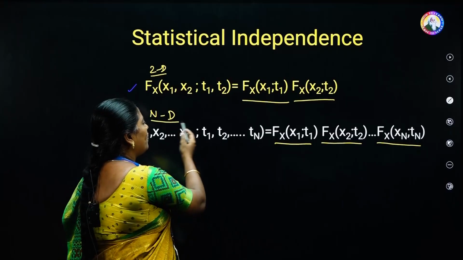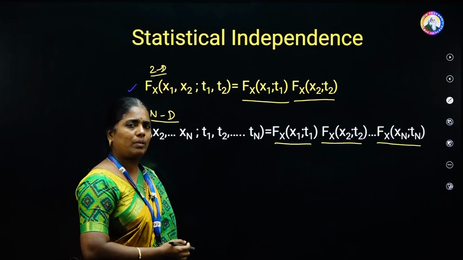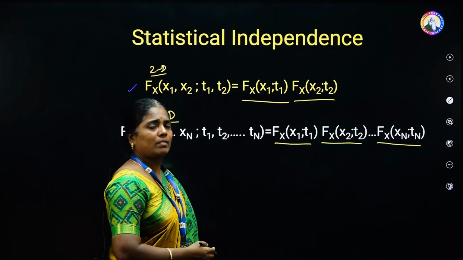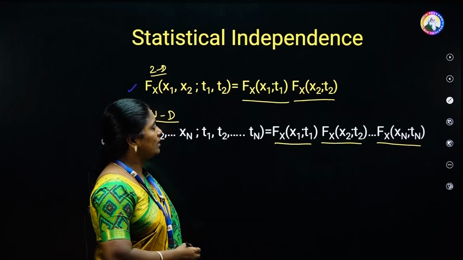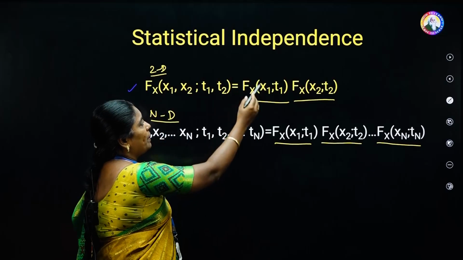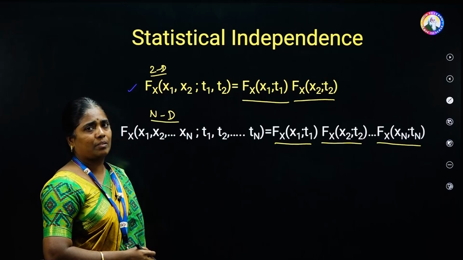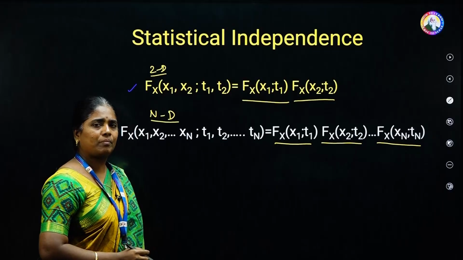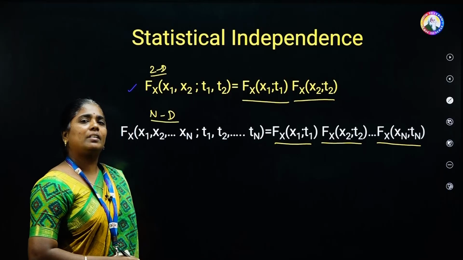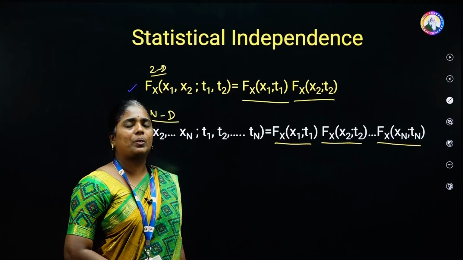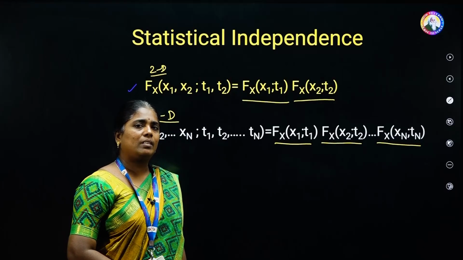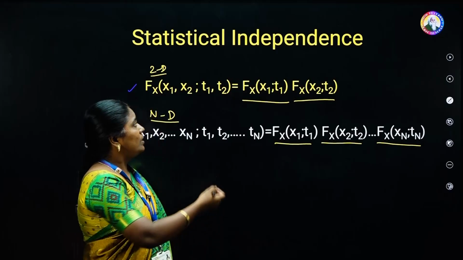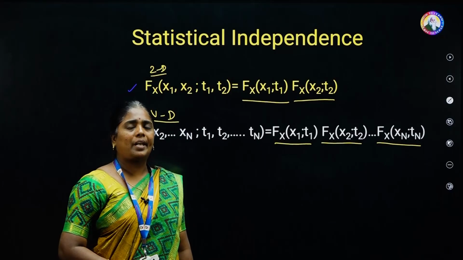Here we have all of x1, x2, ..., and t1, t2 combined, but here we have them independently, that means separately. Hence it is the condition for statistical independence of nth order. Similarly, the corresponding capital F can be replaced with a small f, such that the nth order joint density function is equal to the product of individual density functions. So this is one more topic related to the random process.